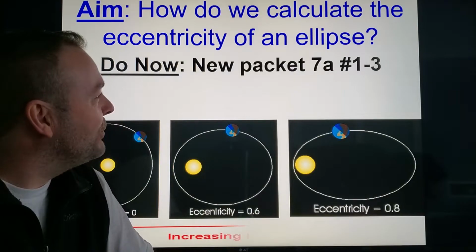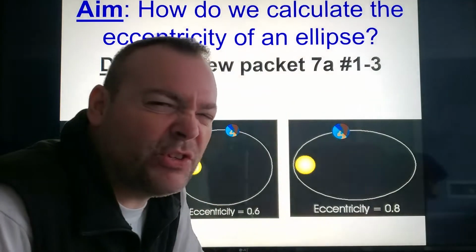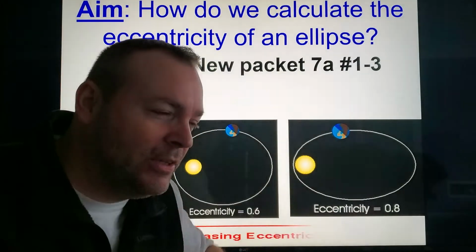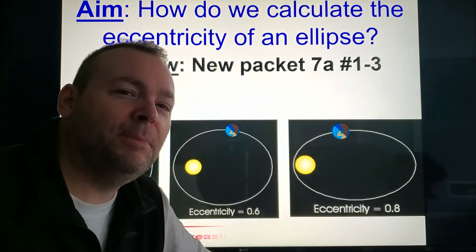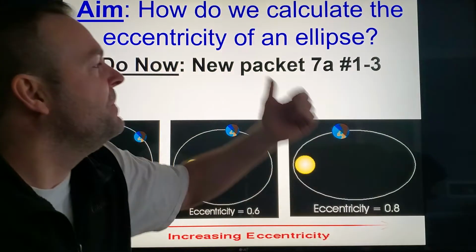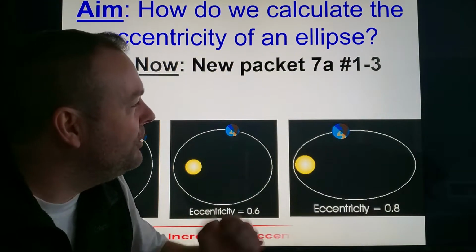Today's hot topic, we're talking about calculating the eccentricity of an ellipse, the measure of how flat an oval is, if you will. And of course, we're relating this to the orbits of the planets, right? They are not circular, they are oval-shaped, elliptical. And that's what we're looking further into today.